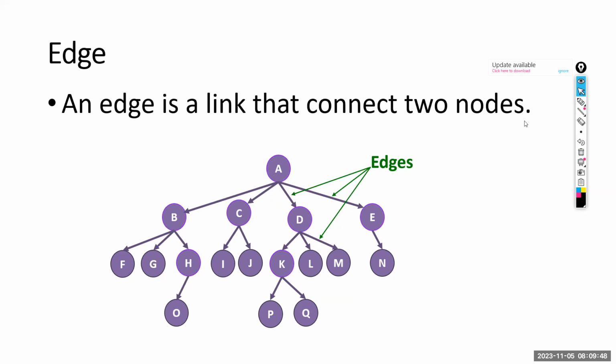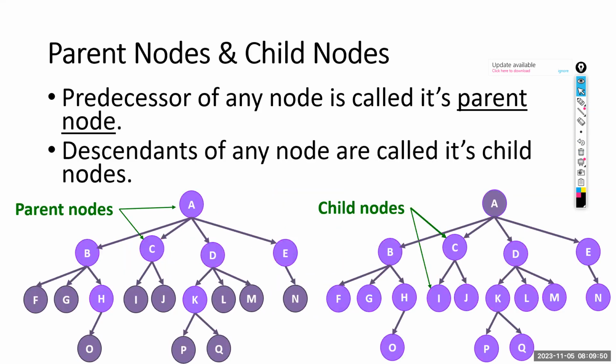So the next concept is parent nodes and child nodes. The predecessor of a node is called its parent. Predecessor, the previous guy. For example, the previous guy of B is A. So therefore, the parent of B is A. And the parent of C, D, and E is also A. But if you take K, its parent is D. If you take Q, its parent is K.